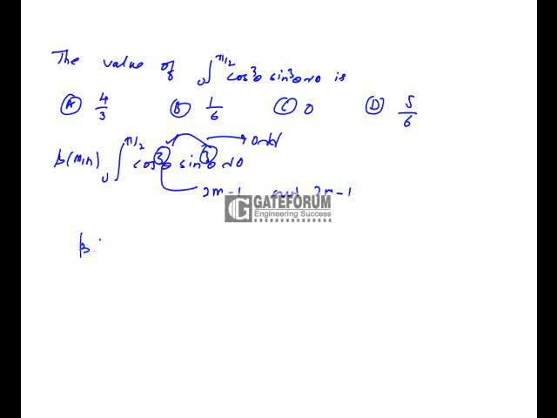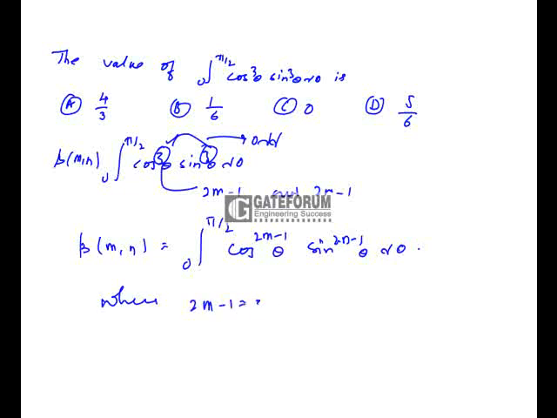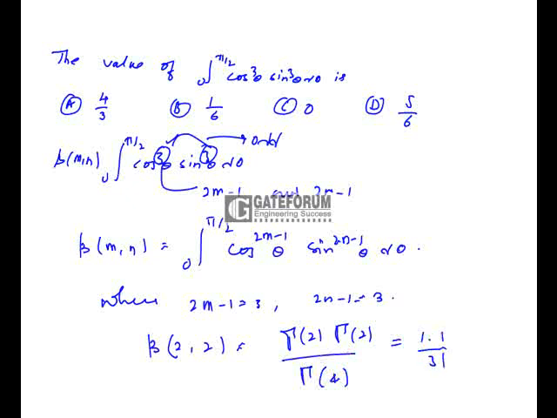So this integral can be written as 0 to pi by 2 cos of power 2m minus 1 theta sin of power 2n minus 1 theta d theta, where 2m minus 1 is nothing but 3 and 2n minus 1 is nothing but 3. So the values of m and n are 2 and 2. So the formula is gamma of 2 into gamma of 2 by gamma of 4, which is nothing but 1 into 1 by 3 factorial, which gives us 1 by 6. That is nothing but option B.